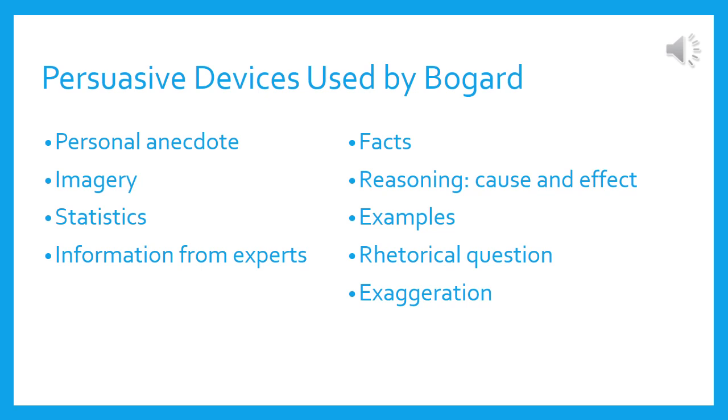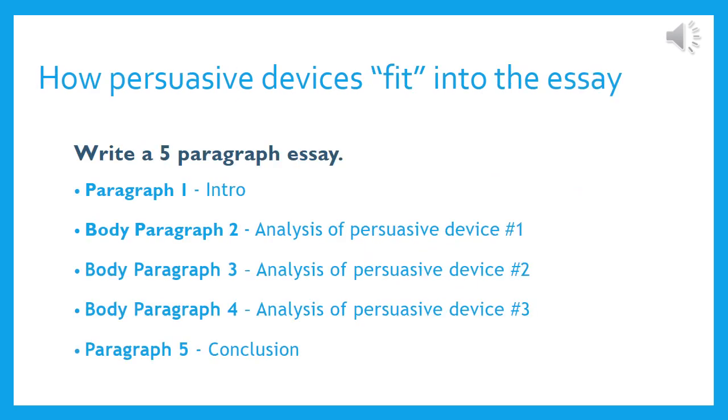Remember, the prompt is asking you to analyze how the author uses persuasive devices to strengthen his or her argument. You need to pick the devices that you understand and can explain how they're persuasive. Where are we going now that we have our 3 devices picked out? Well, I recommend writing a 5-paragraph essay with this organization.